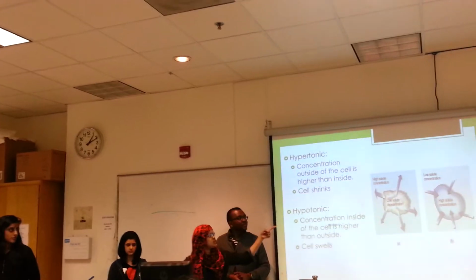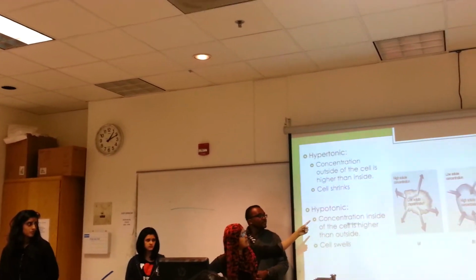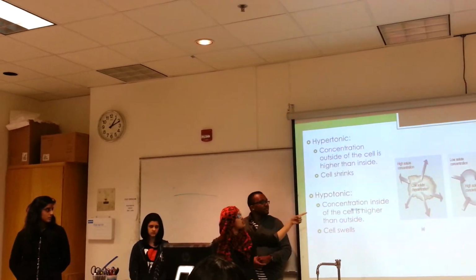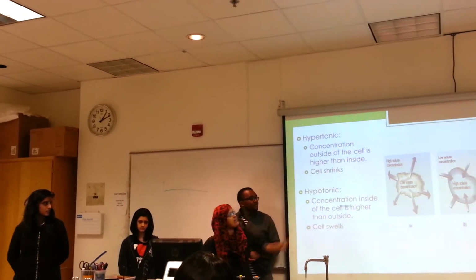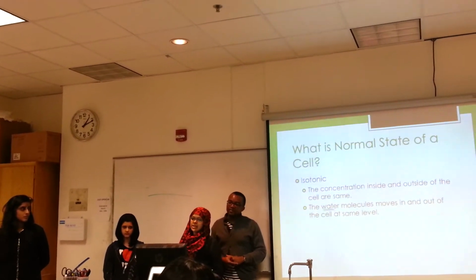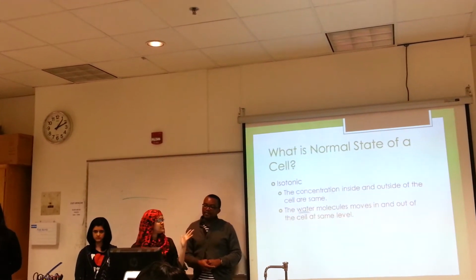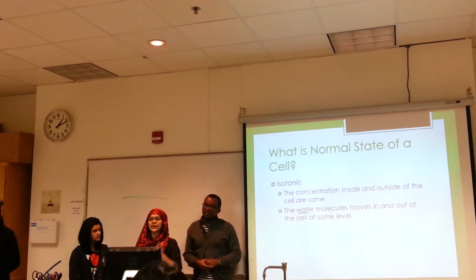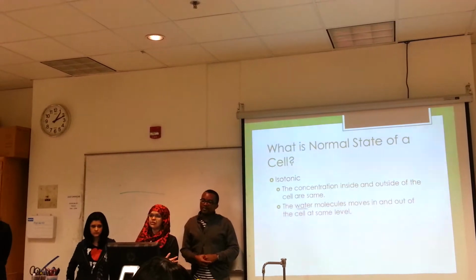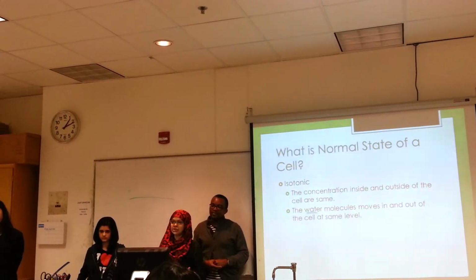These are the pictures. Low solute concentration, high solute concentration. The A is hypertonic and the B is hypotonic. What is the normal state of a cell? Isotonic is the normal state of a cell when the concentration outside and inside of the cell is the same. Water molecules move in and out at the same rate. So this is the normal condition for life of a cell.